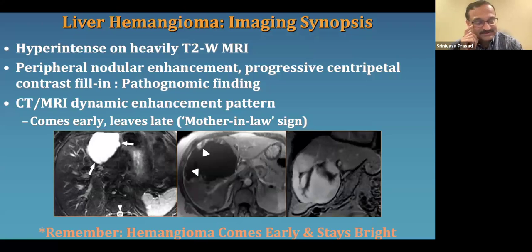On MR, it's markedly hyperintense on heavily T2-weighted images, and it shows a similar enhancement pattern that mirrors that of the abdominal aorta on various phases, and you see that classic centripetal fill-in and enhancement barring areas of thrombosis and fibrosis.